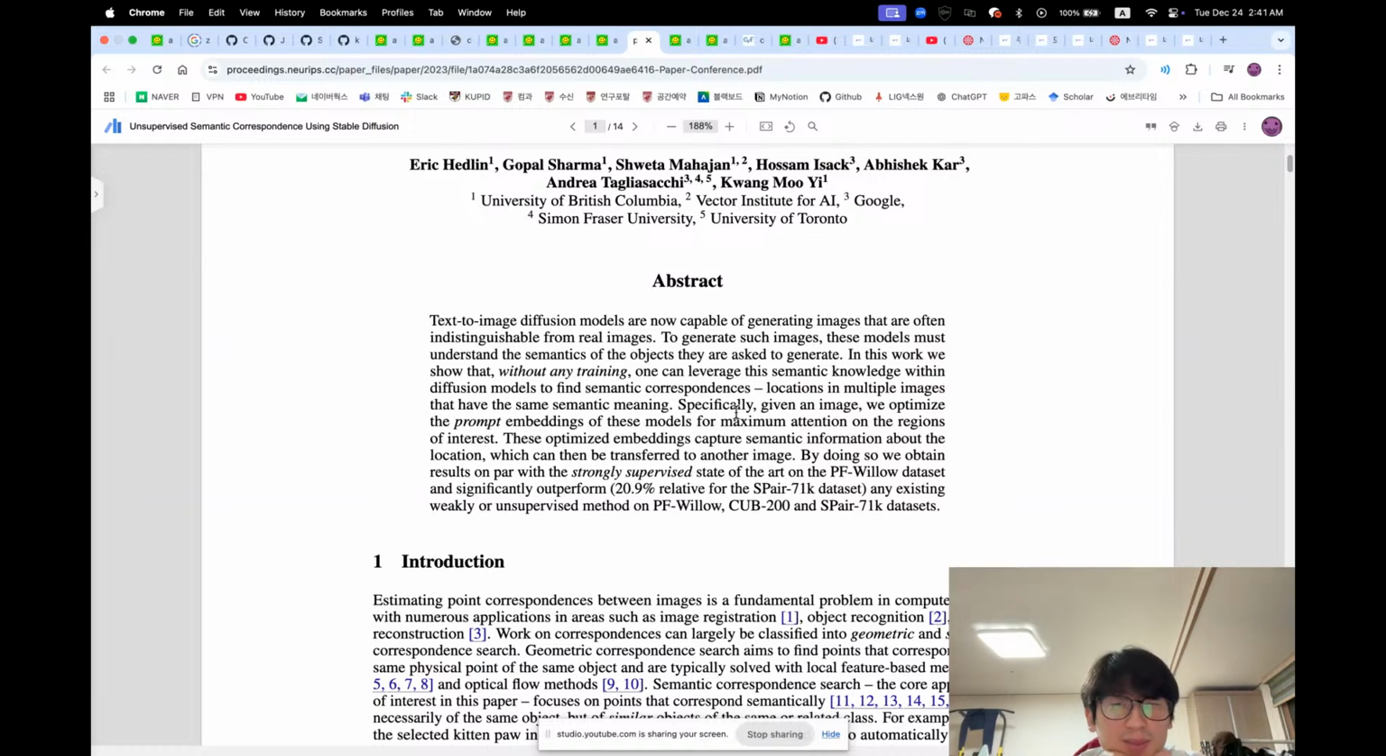So what they're saying is that specifically, given an image, we optimize the prompt embeddings of these models for maximum attention on the regions of interest. These optimized embeddings capture semantic information about the location, which can then be transferred to another image. By doing so, we obtain results on par with the strongly supervised state-of-the-art on the PF-Willow data set, and significantly outperform, by 20%, any existing weakly supervised methods on PF-Willow. That's a lot.